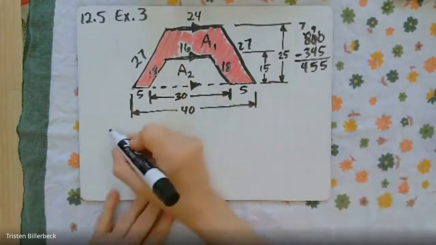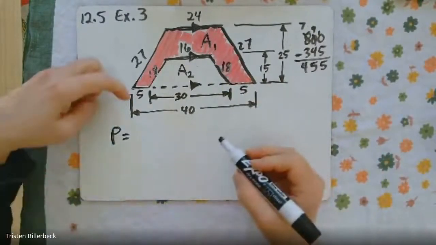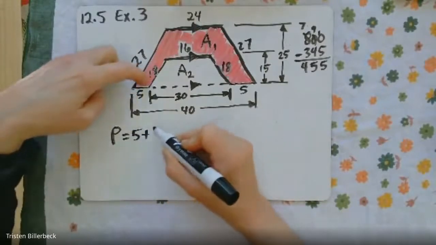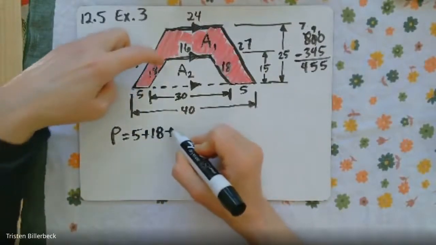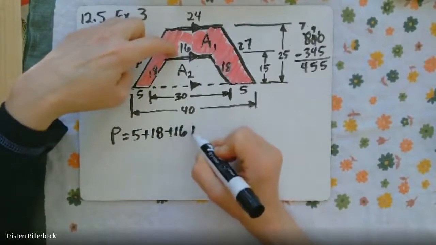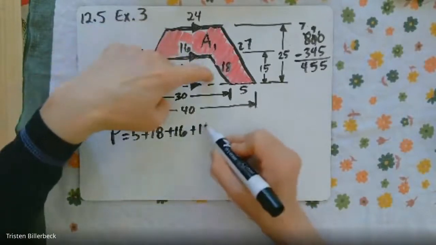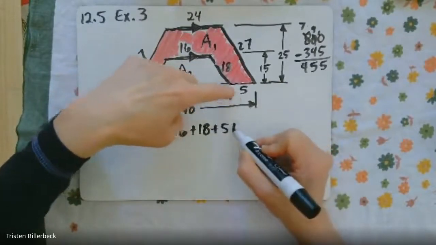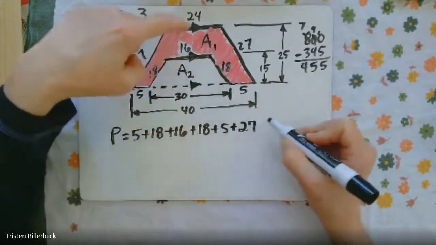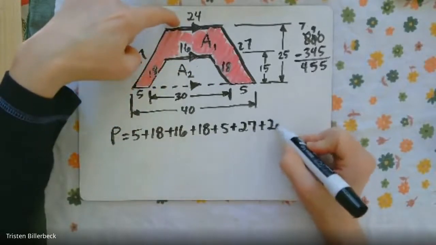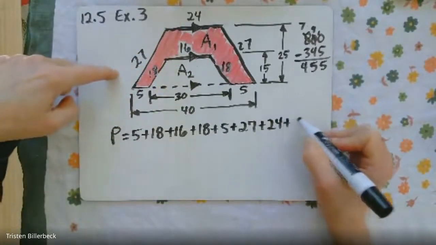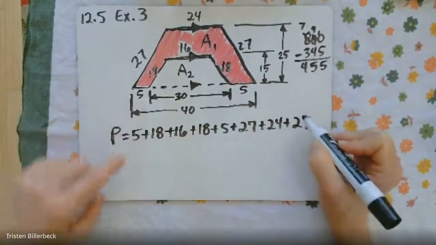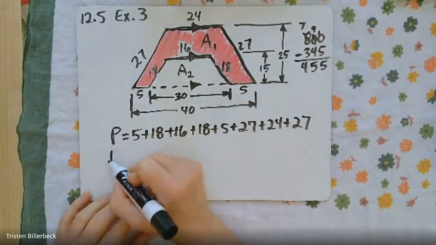Well, now we can do the perimeter. So the perimeter, we just march around the perimeter. So we have 5 plus 18 plus 16 plus 18 plus 5 plus 27 plus 24 and then plus 27, and we're back to where we started at 5. So then we add this all up.